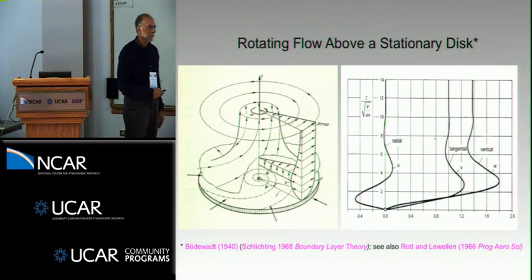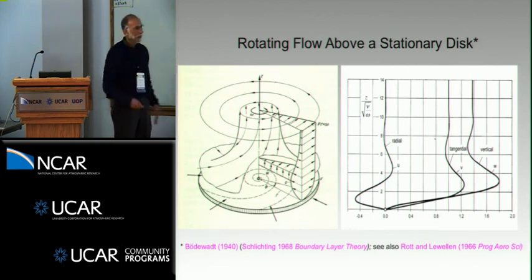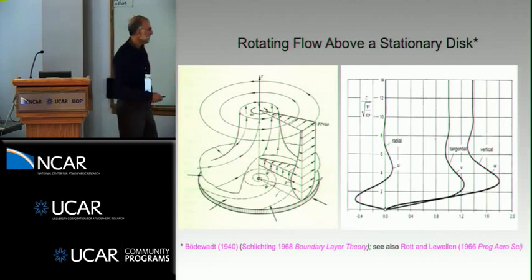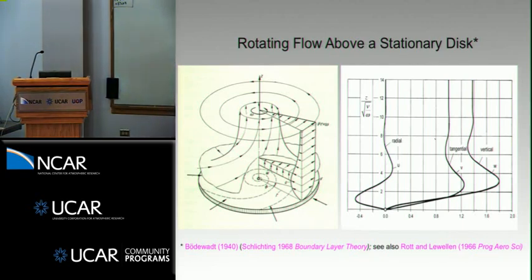This is from my old copy of Schlichting's book, Boundary Layer Theory, 1968, and these general solutions go back as far as 1940. This is known as the Bödewadt solution. This is a flow that's in solid body rotation on a stationary disk, and you can come up with similarity solutions indicated here on the right. There's the radial inflow coming in down below. It oscillates, comes in, overshoots. As it overshoots, comes out, brings angular momentum in further than it would have otherwise done had there been no boundary layer. So you get an overshoot in the V, something in the order of 26%.